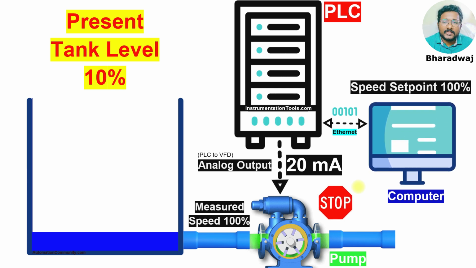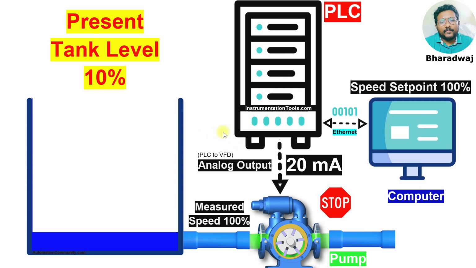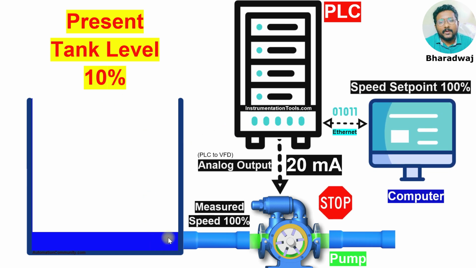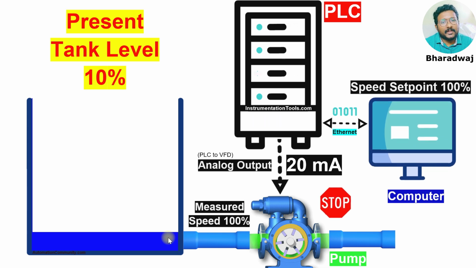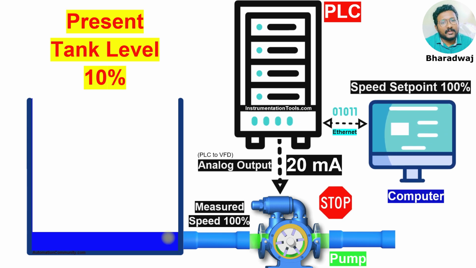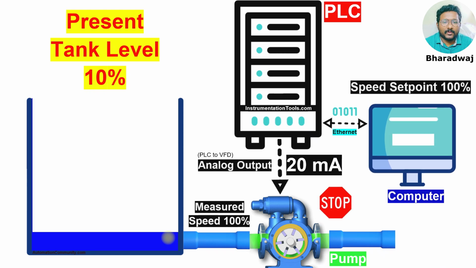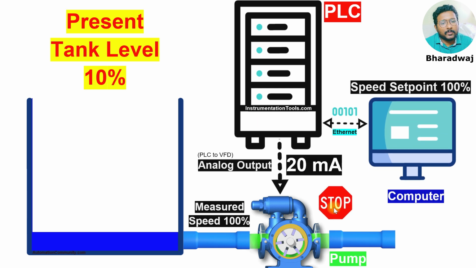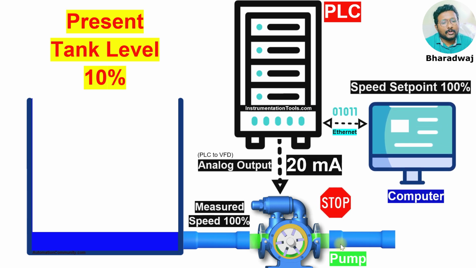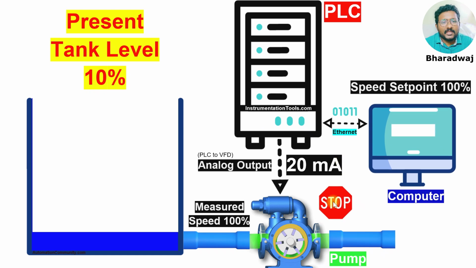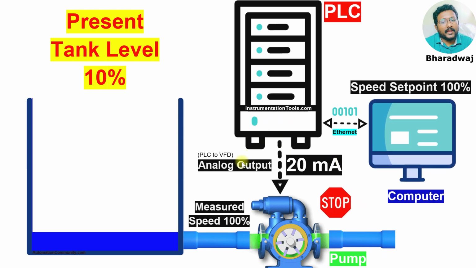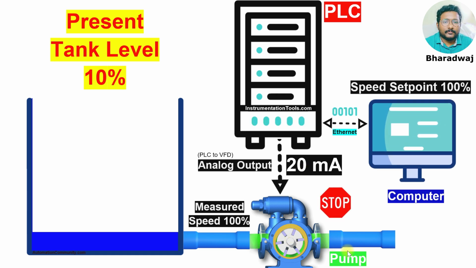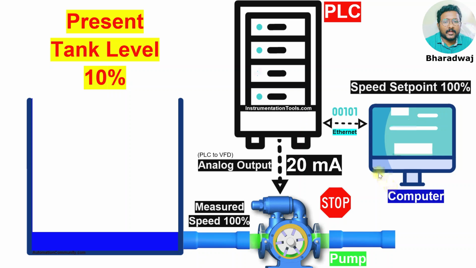In industries, generally, it will not go to the 0% tank level. They will stop at a minimum level, 5 percent, 2 percent, 10 percent, depending on the process. That is why the PLC immediately gives the stop command, then the pump is stopped. When the stop is given, irrespective of the analog output value, the pump will be stopped. Stop has the highest priority.